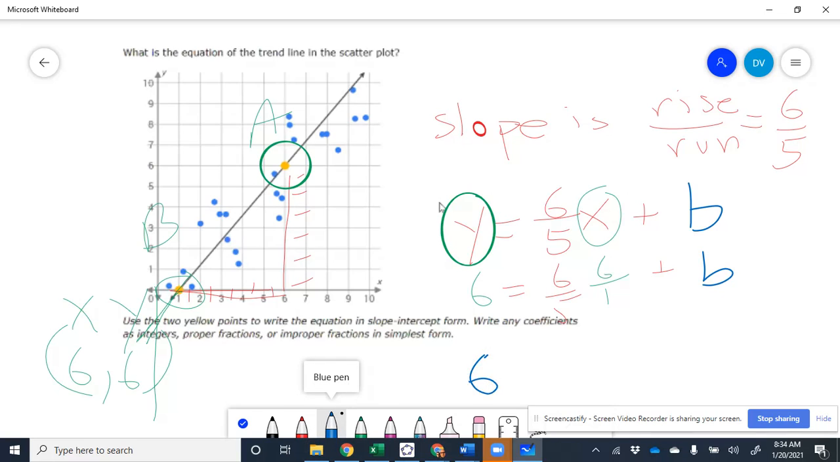So we have 6. You have 6 equal to 6/5 times the x value, which is also 6, but we're going to write it as 6/1, and then plus b. And let me move down a little bit so we can see everything better and calculate it.